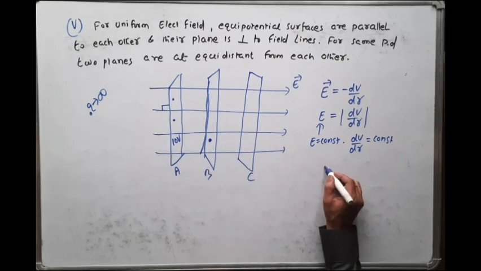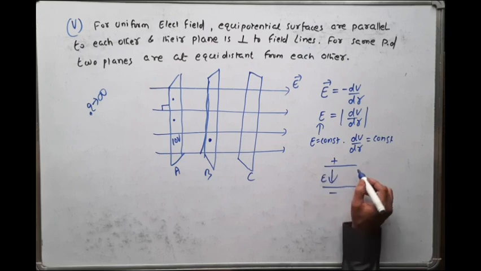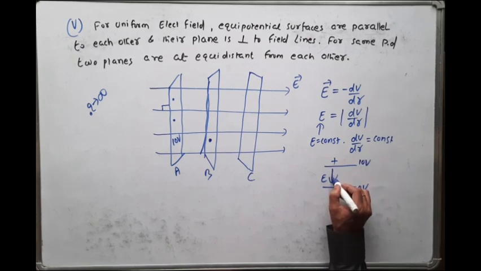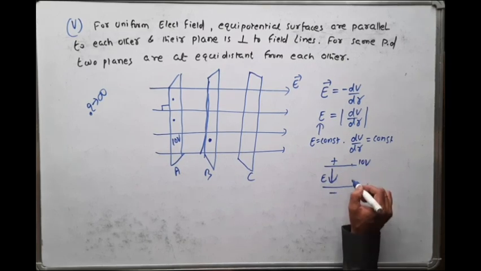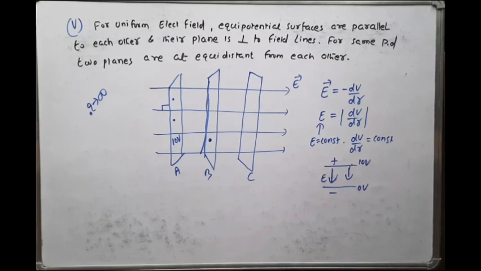Just again I am explaining like this. Suppose this is the positive plate, this is the negative plate. This is the direction of the electric field. Here positive means higher potential, let us say 10 volt. Here lower potential, let us say 0 volt. So the electric field is always from the positive to the negative plate, that is, higher plate to lower plate. That means potential drops along the direction of electric field.